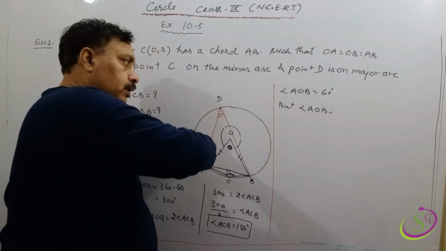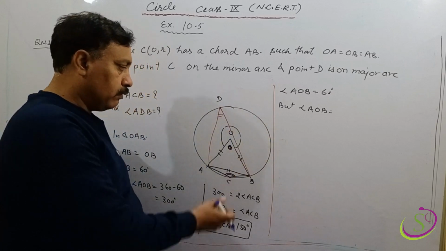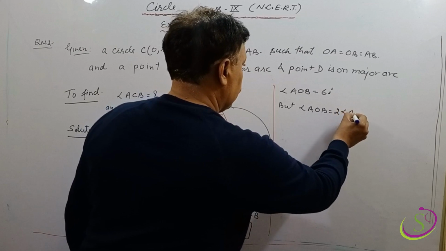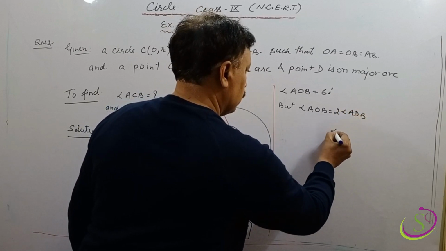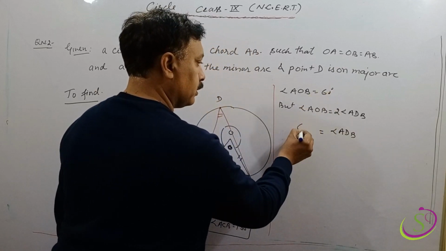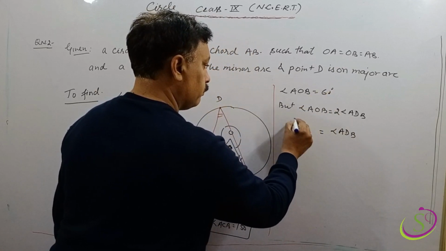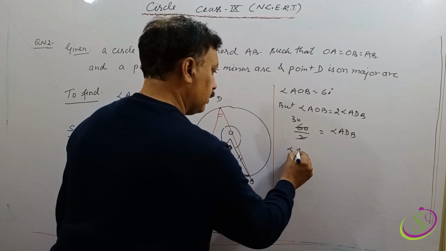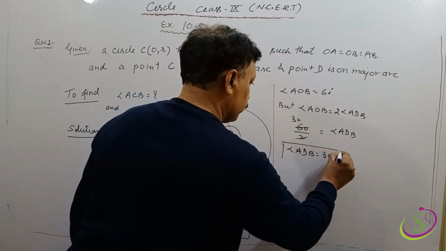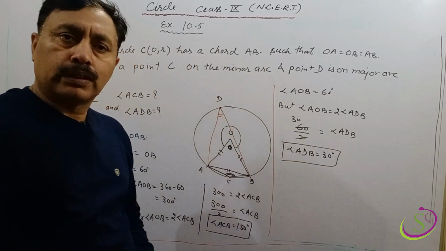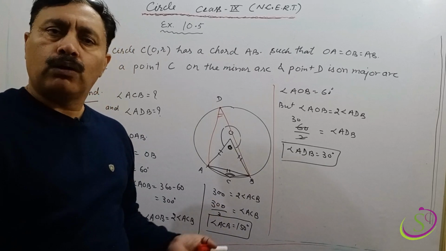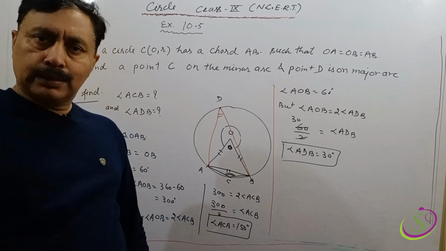The point D is on the remaining part of the circle for this. Okay, so AOB is twice of angle ADB. So angle ADB will be equal to AOB, 60 degree, upon 2, that is 30. So angle ADB is 30 degree. Is it clear? So do it. Before doing this, you have to learn all the statements coming in this lesson.